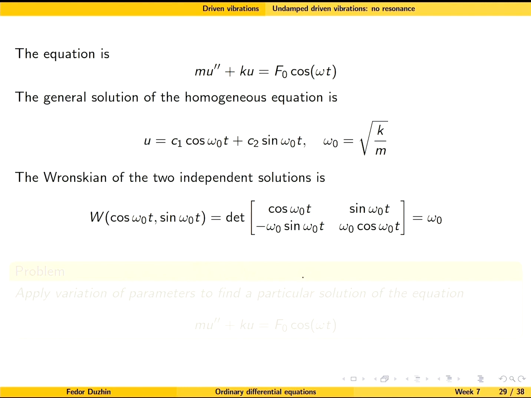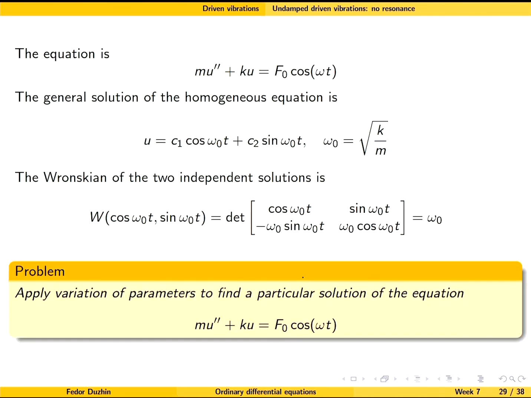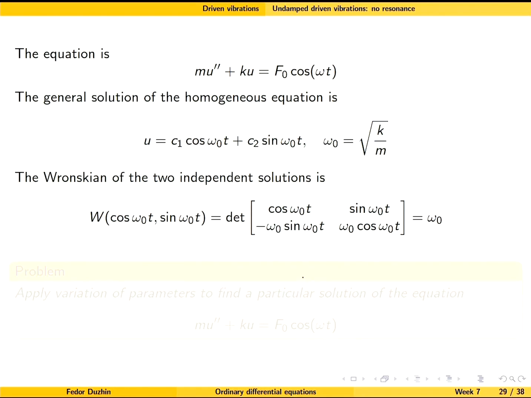Then you can compute the Wronskian of these two solutions. Now, a little challenge for you is to solve the non-homogeneous equation using variation of parameters. I'm not going to do it, I'm going to just guess. So how do I guess? Let me just explain.